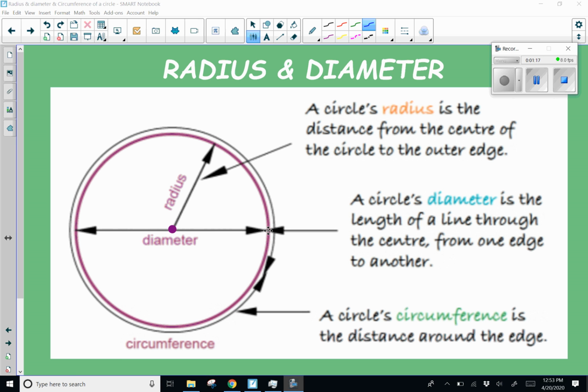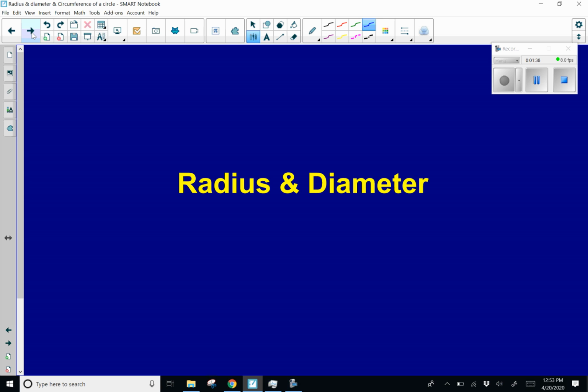The last term I want to talk about is a circle's circumference. That is the distance. You'll see these arrows here. It is the distance around a circle. Basically, it's the perimeter of your circle. It's the distance around your circle. So let's do a few of these problems in radius and diameter. I think you'll find that once you understand the relationship between a radius and diameter, these are quite easy.